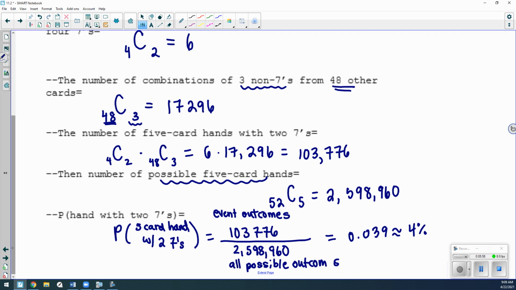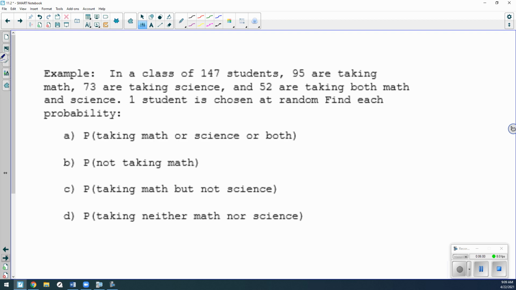All right, let's look at another example. In this example, we've got a class with 147 students. 95 are taking math, 73 are taking science, and 52 are taking both math and science. We're going to choose one student at random and then find each probability.